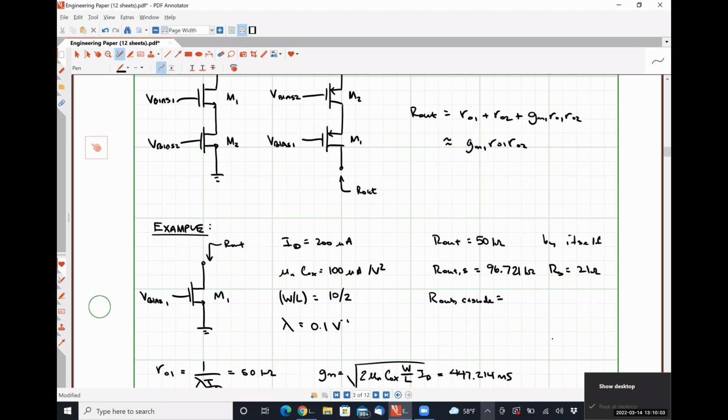.447 times 50,000 times 50,000. What do we get? 1.118 mega ohms.